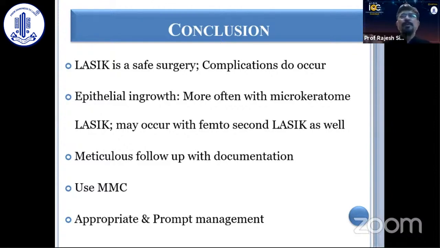So meticulous follow-up of these patients is very essential, and when required, appropriate and prompt management should be done.